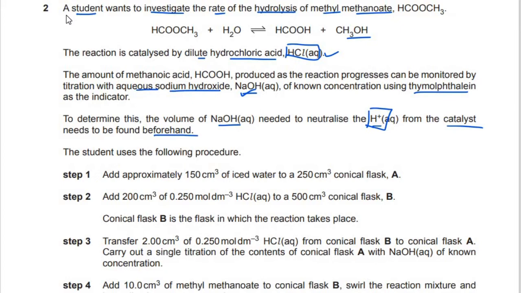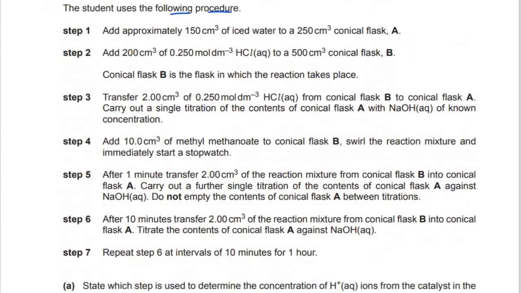Okay, so the student uses the following procedure, and here are the steps given. You can always pause the video and read it. It's all about the titration, but let me summarize here. Approximately 150 cm³ of iced water is added to a 250 cm³ conical flask A, and then add 200 cm³ of 0.250 mol per dm³ hydrochloric acid to 500 cm³ conical flask B.